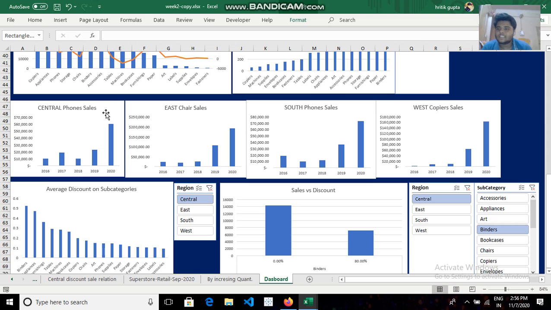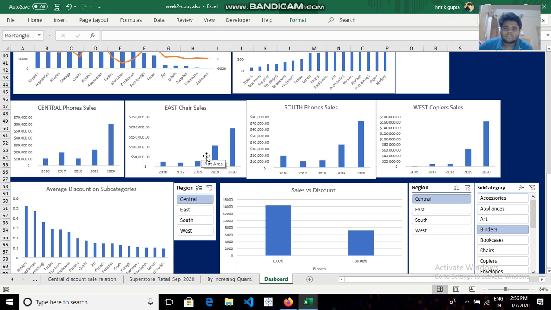So if we see in the central region, the amount of sales in 2018 and the amount of sales in 2019, the amount of sales in 2019 is not that much higher than 2018. So this target is pretty difficult to achieve in 2020.